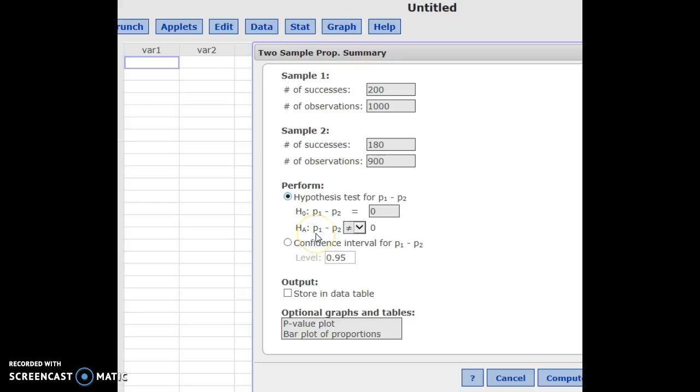And then our alternative hypothesis can either just be that they're not equal. It could be that the difference is less than zero. And what that would mean is that the proportion from sample two is the bigger one. It's bigger than sample one, so that when you do the subtraction, you get something less than zero. Or it could be that it's greater than zero, which means the proportion from sample one is bigger, so that when you do the subtraction, you get a positive number bigger than zero. And once you have everything in here correct, hit compute.